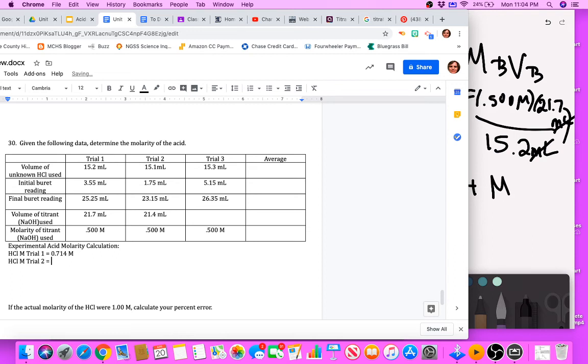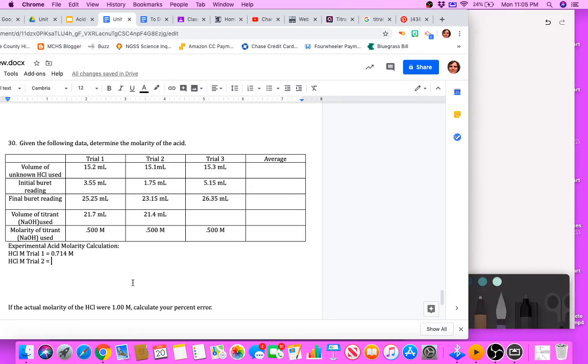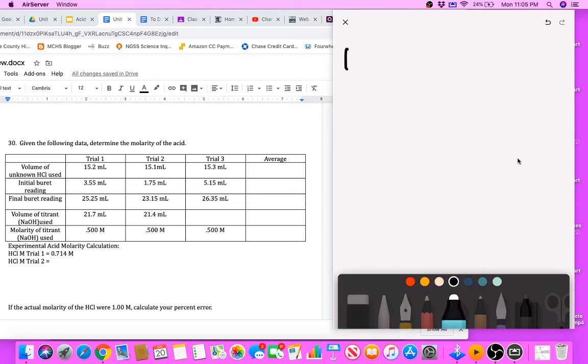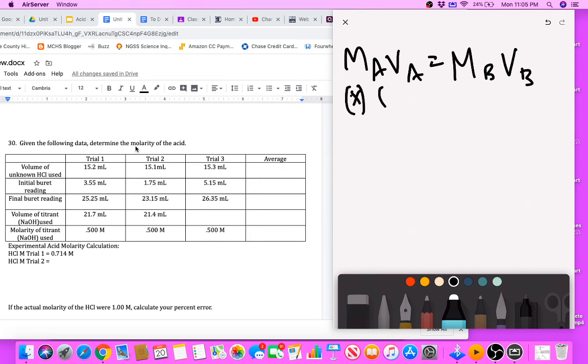So let's go ahead and get ready to do trial 2. First of all, we've already got our setup here. We just need to do our calculation. So again, MAVA equals MBVB. Again, we know we want to calculate the molarity of our acid, so that's our unknown. In trial 2, the volume of acid that we used was 15.1 milliliters. The molarity of our base, again, is the same, 0.500 molar. And the volume of base that we used in this trial was 21.4 milliliters.